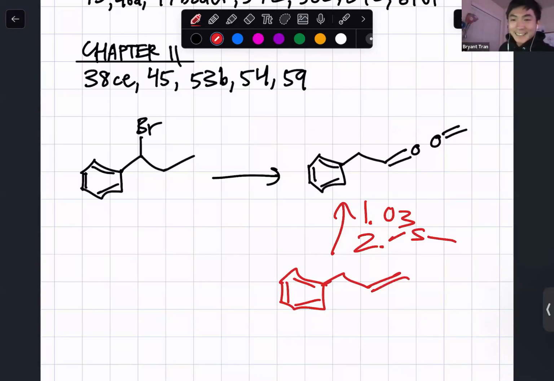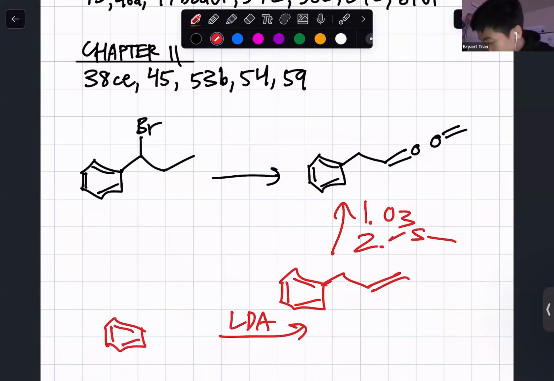Okay. And like we said, let's go do LDA. And this time we can only do LDA. We can't use a small base. We could use tert-butoxide as well. We've got to do a Hofmann elimination, like that, right?